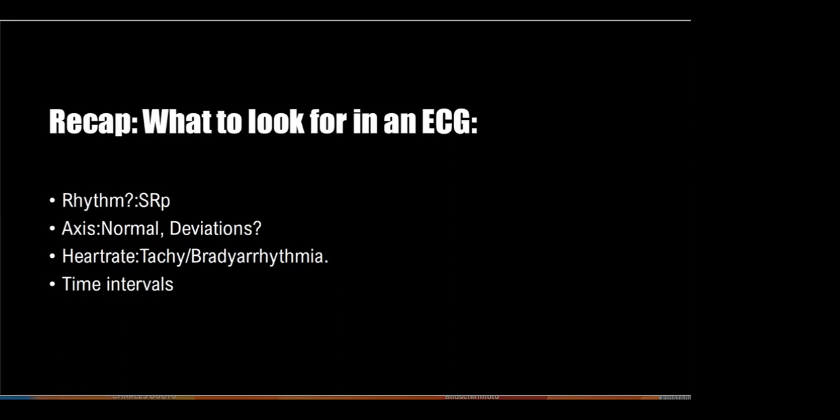So the next thing you check in an ECG is the axis, whether you have a normal axis or a pathological axis. The next thing that you want to look at in an ECG is the heart rate. Do you have a heartbeat that is faster than normal, or a heartbeat that is relatively slower? So we call it tachyarrhythmia or bradyarrhythmia.